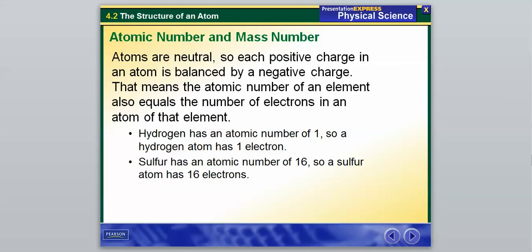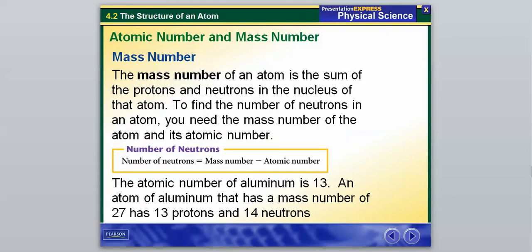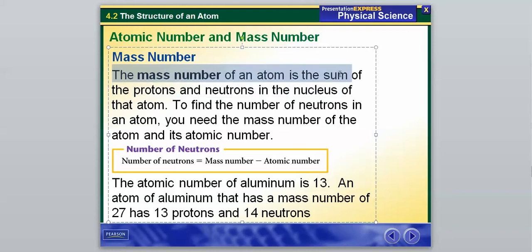We also have something when we talk about subatomic particles called the mass number. Definitely write this down too. It sounds similar, but they are very different. The mass number of an atom is the sum, so we're going to add, of the protons and the neutrons in the nucleus of that atom. To find the number of neutrons in an atom, you need the mass number of the atom and its atomic number. Make sure you write all of this down.